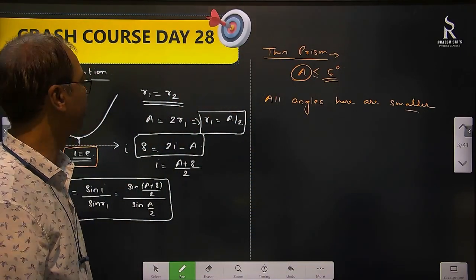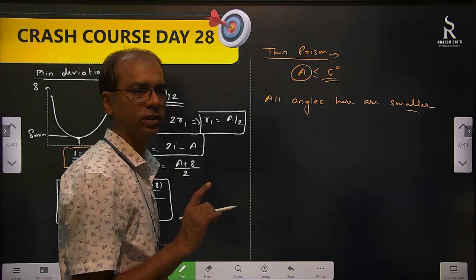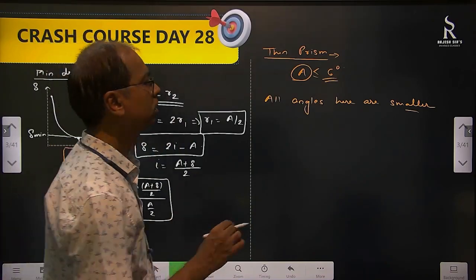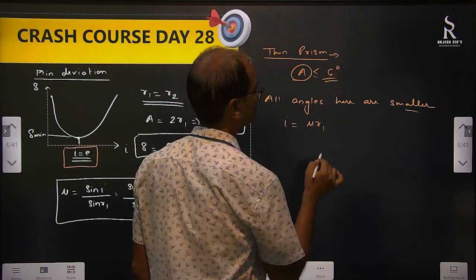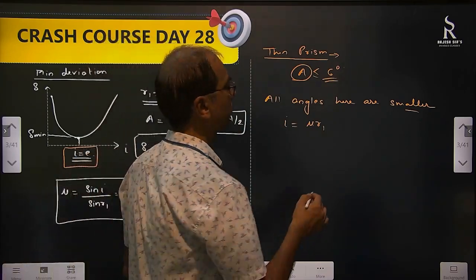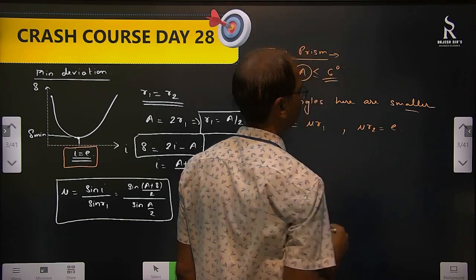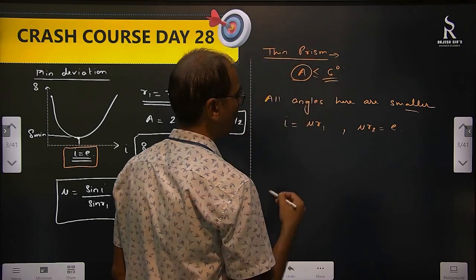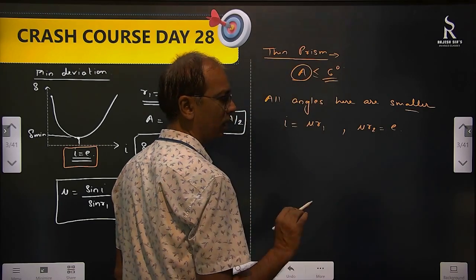So Snell's law, when we write for the first surface, was 1 sin i equal to mu sin r1. So sine we will remove. We will write i equal to mu r1. Same way we are going to write for e: mu r2 equal to e. Then A will be what? A will be r1 plus r2 only. There is no change.